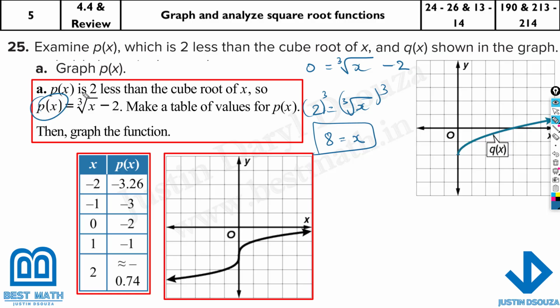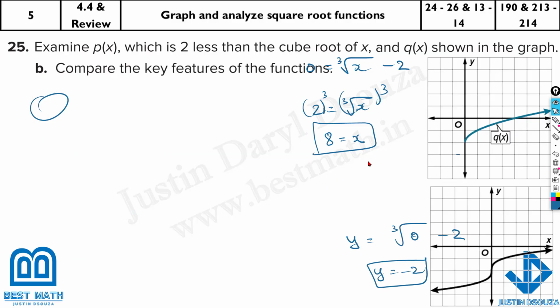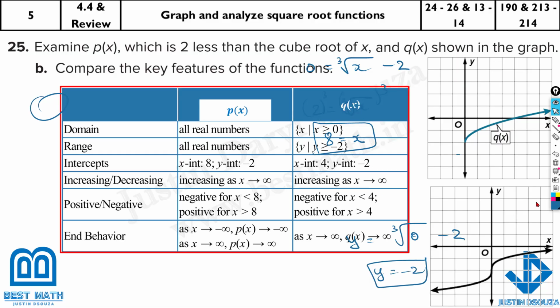You can just make x equal to 0. Let me just solve it. Y is equal to cube root of x, with x made 0, minus 2. Let me solve this up. Y is equal to -2. This is the y-intercept. You can clearly see the y-intercept is at -2, and the x-intercept will be at 8. That's how we can solve it.